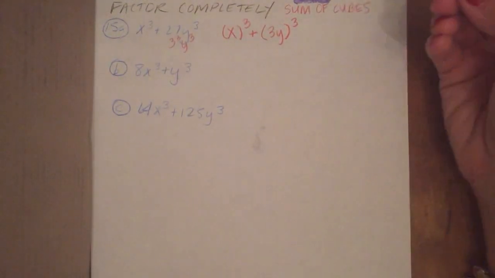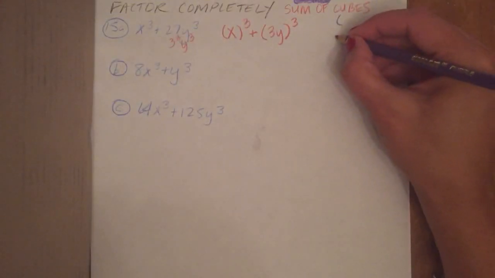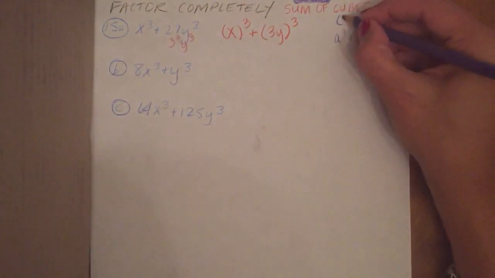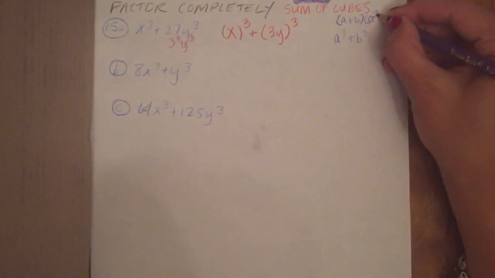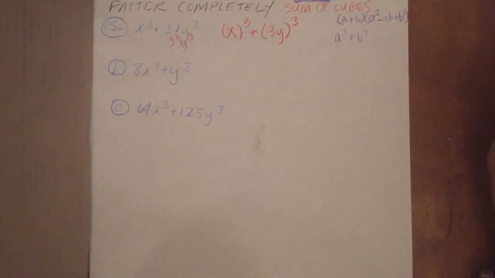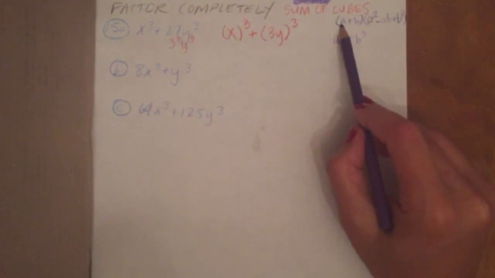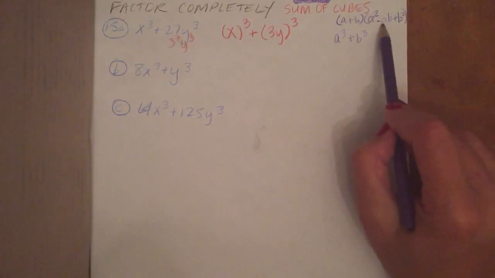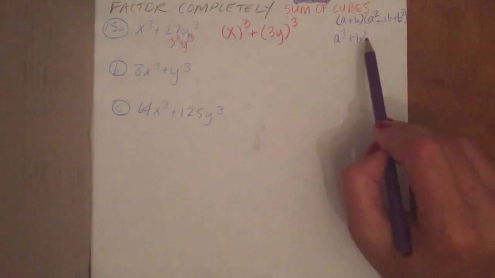Well, a sum of cubes has a unique pattern. When you have a sum of cubes, you have a cubed plus b cubed. Let's just say two generic things. That means your factors are going to be a plus b times a squared minus ab plus b squared. So whatever my a value is, whatever it is I cubed first, goes here. Then I square that a value, put it here. Multiply it times the b value, goes here. And then the b value that I cubed goes here. I square it here and multiply by the a value in the middle.